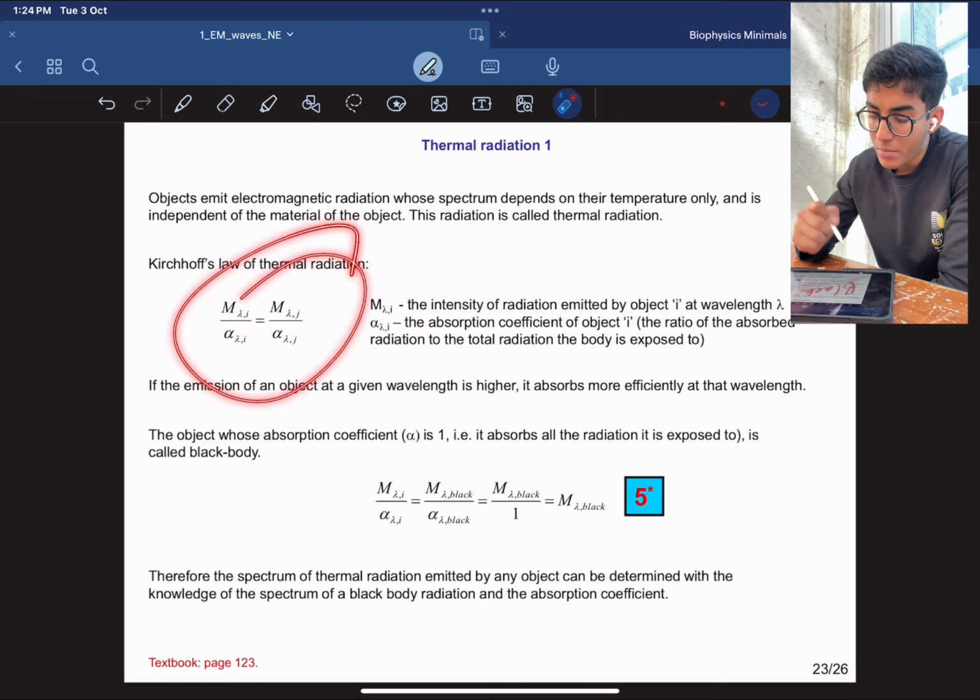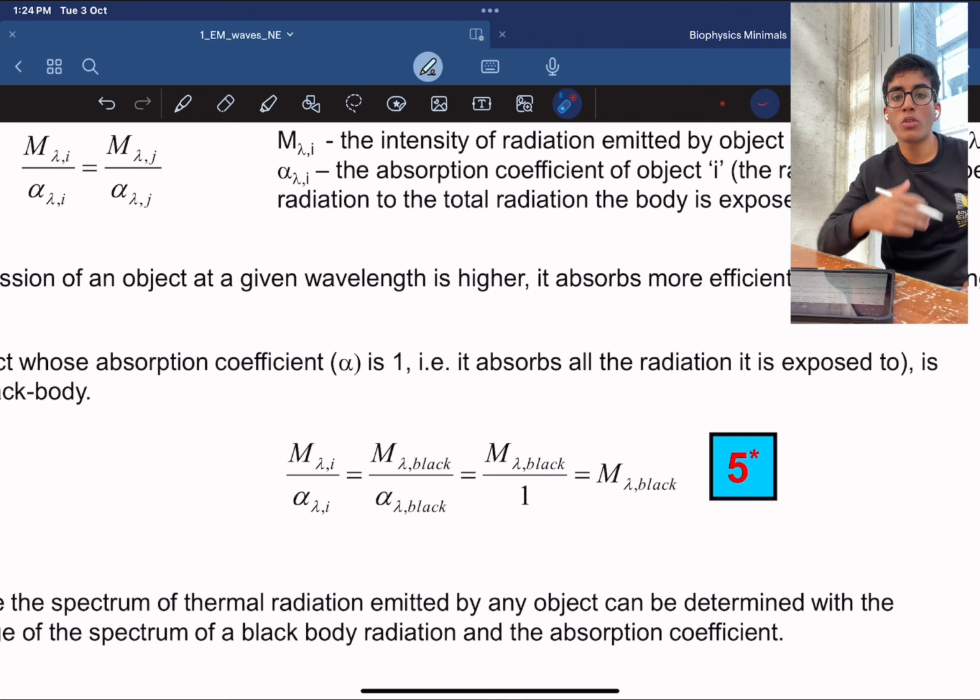Okay. Now, black bodies. What are black bodies? Black bodies are theoretical objects. These are not real objects. They are theoretical objects which absorb all the radiation that's emitted onto them.